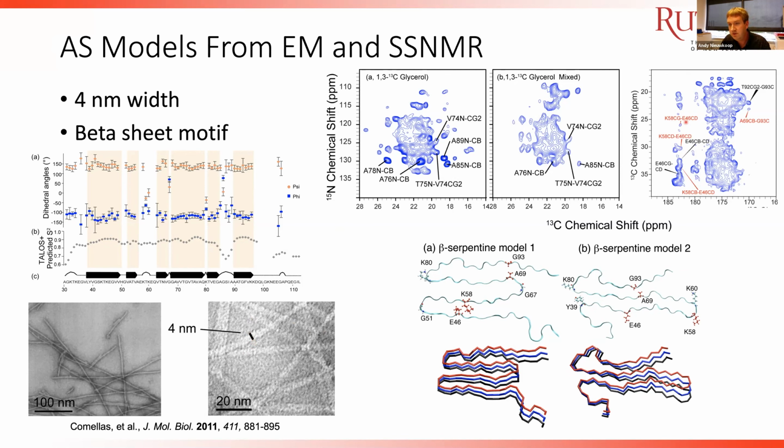So basically there were some restraints I saw between 46 and 58, a very clear salt bridge. And there were some restraints.